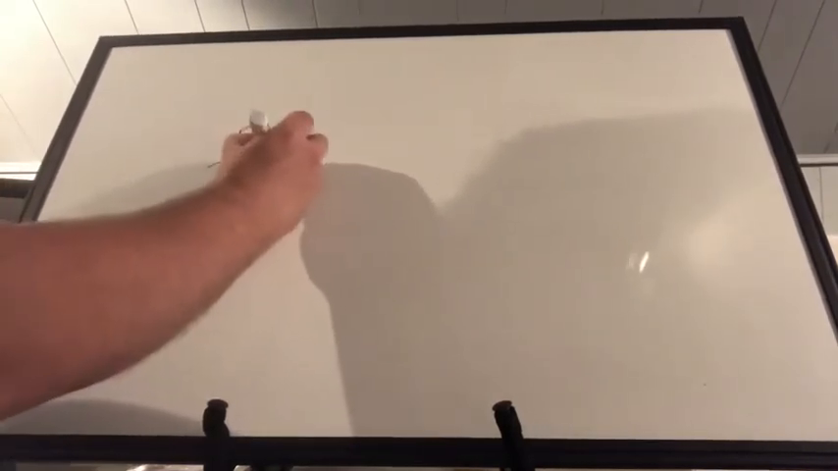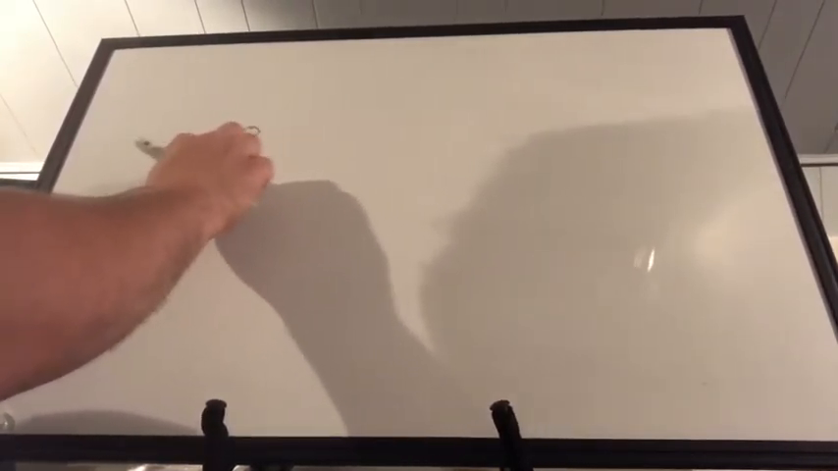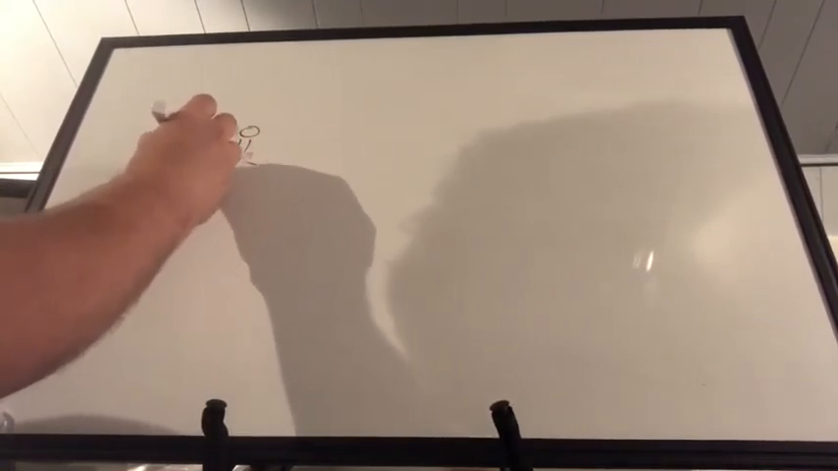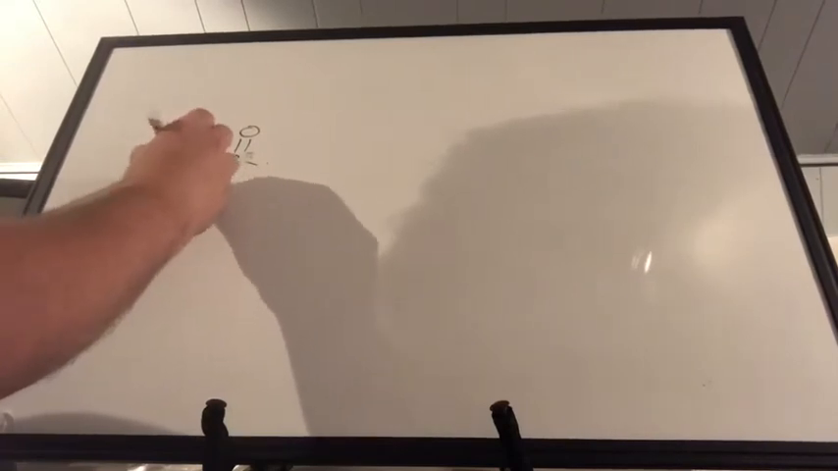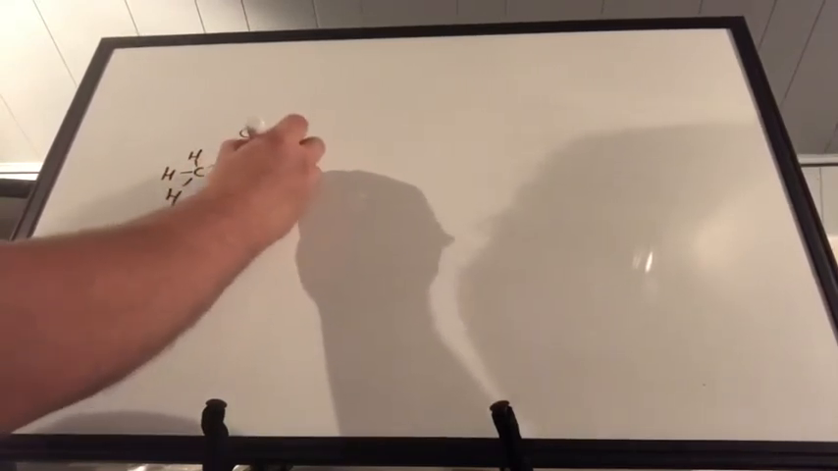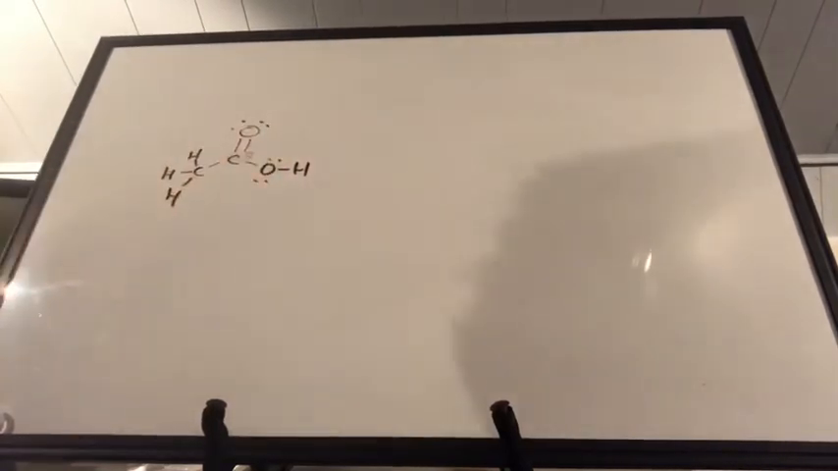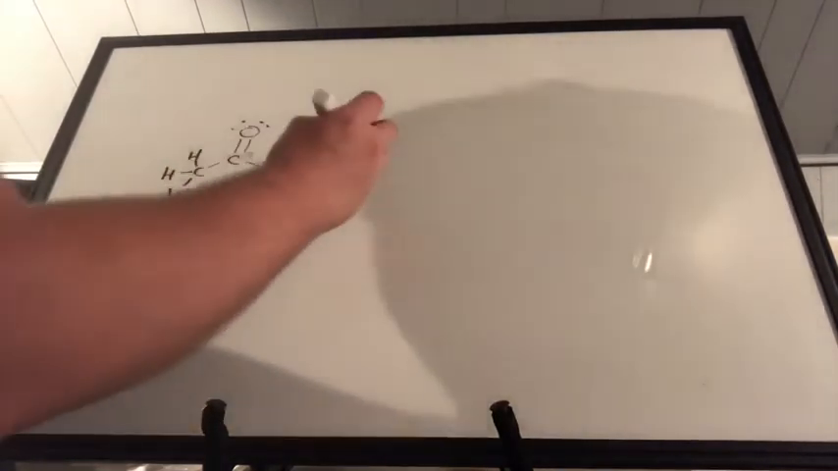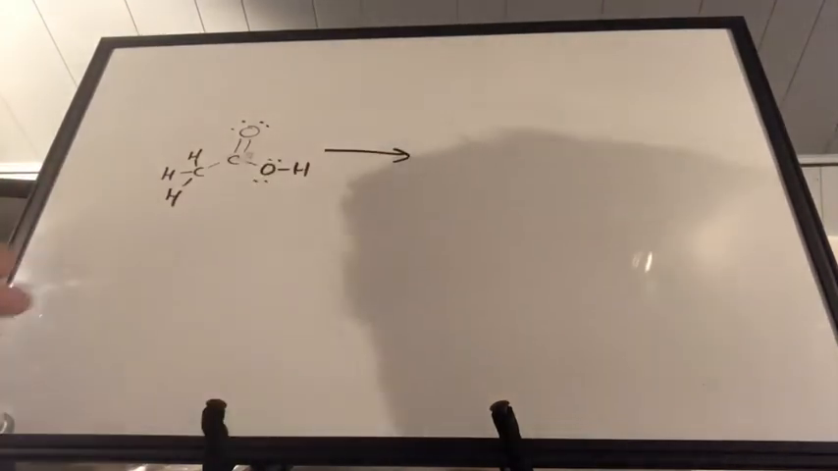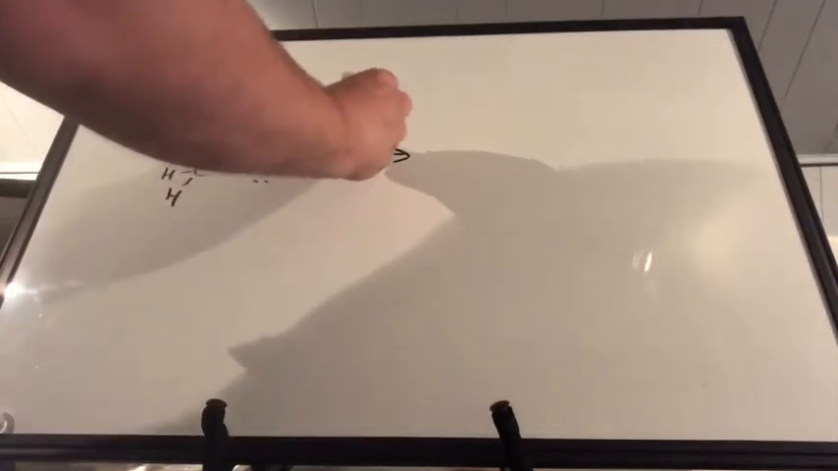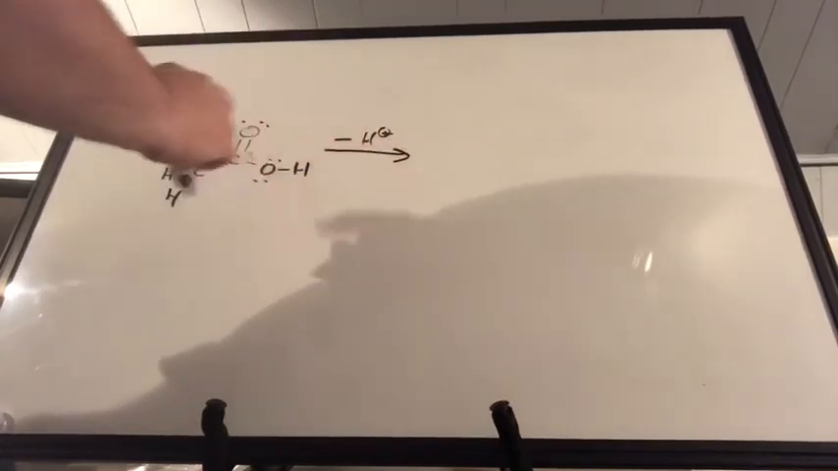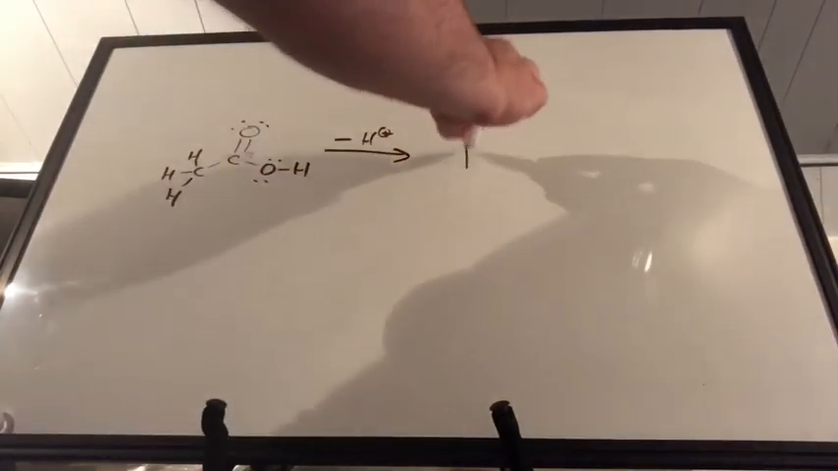What is the relationship between acetic acid and line structure drawing mode? Okay, so this is a Lewis structure of acetic acid. What is the conjugate base? Well, it misses that H plus, so it loses this one right here. It's going to go to an acetate.